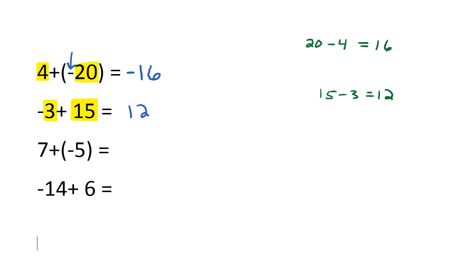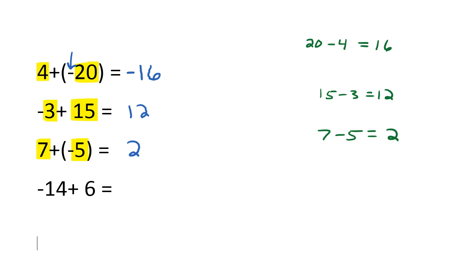For the next problem, I have 7 plus negative 5. So I'm going to look at the absolute values, and I'm going to subtract 7 minus 5. When I do 7 minus 5, I get 2. So I'm going to write down 2 for my answer, and then I'm going to look at the 7 and the 5. Since 7 is larger and it's positive, my answer will be a positive 2.